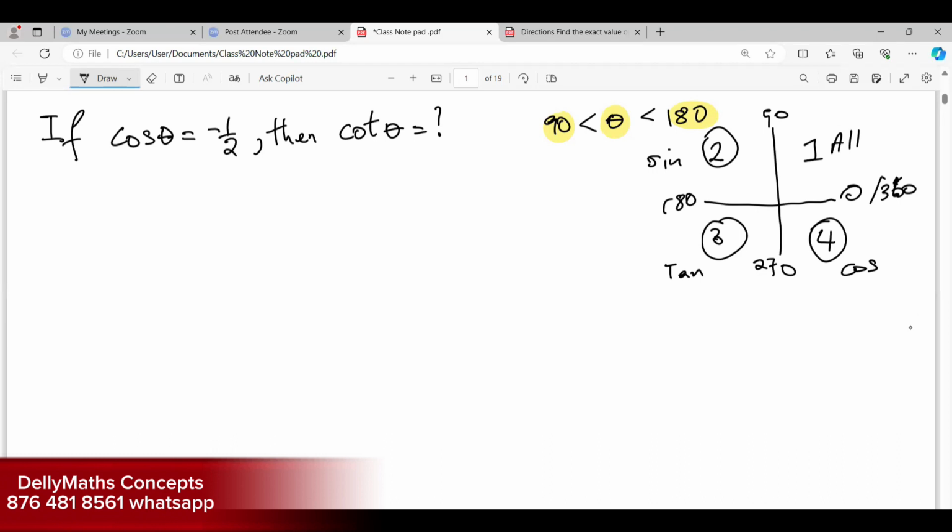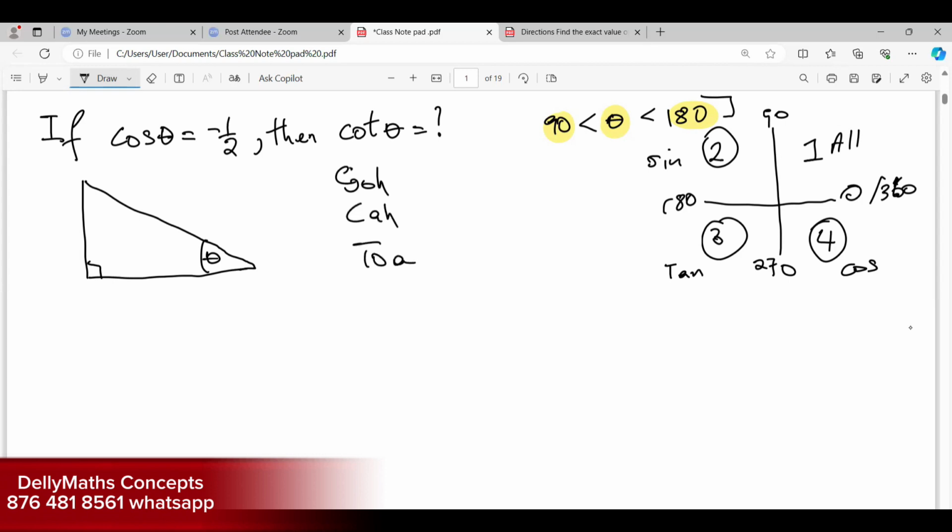So let us take a look at the question. If cos of theta is equal to -1/2, then cot theta should be what? Remember our constraints were between this. And this suggests that let us get a right triangle. We need to get a right triangle so that we could actually complete the triangle first. So if I put the angle theta here, remember, this still stands, right?